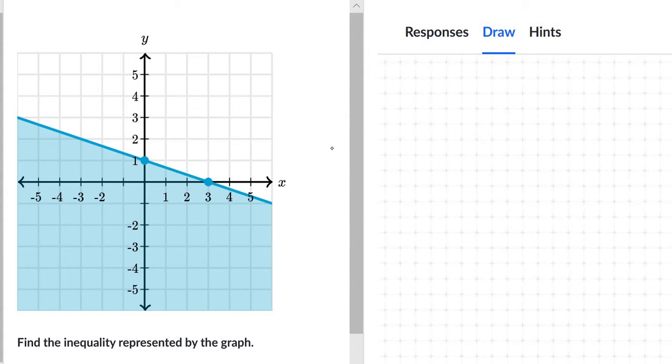Okay, so the first thing to notice is it's going to be less than. Y is less than, right? Because the shaded region is down here. And it's a solid line, so that means it's going to be y is less than or equal to. Remember, you should write on top y equals mx plus b, just as a signpost to know what you should be looking for.